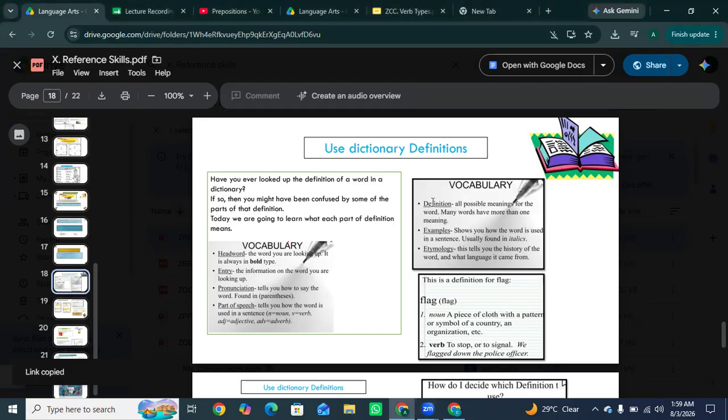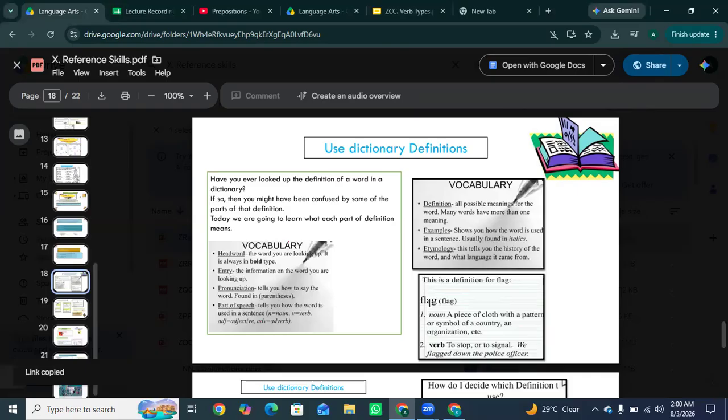And this one, vocabulary, consists of definition, examples, and etymology. Definition is all possible meanings of the word. Examples show how to use the word in an actual sentence, usually written in italics. And etymology details the story of the word and what original language it came from, like Greek and Latin. So this is a definition for flag.